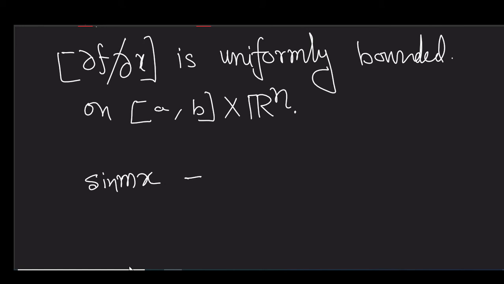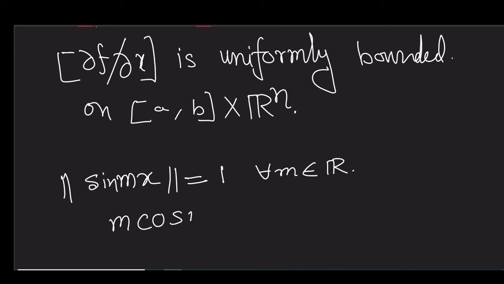So this function is bounded by 1 for all values of m. You take any arbitrary value of m, you will get this is bounded by 1. So this function is uniformly bounded. However, if we take the derivative, then it will become m cos mx.